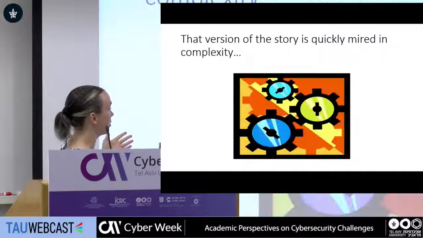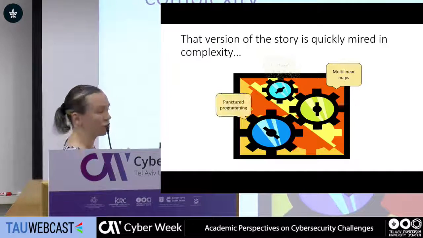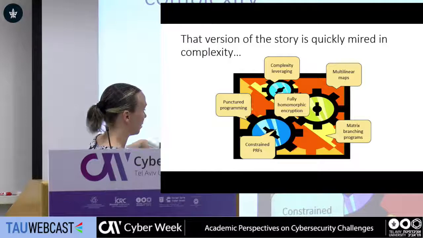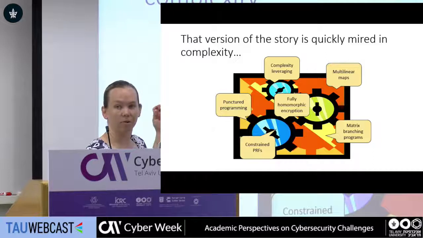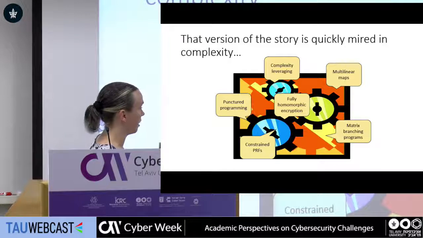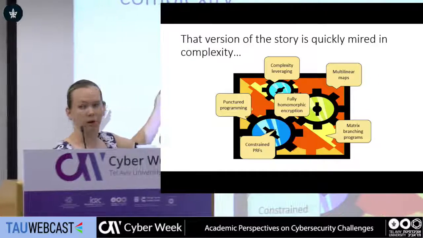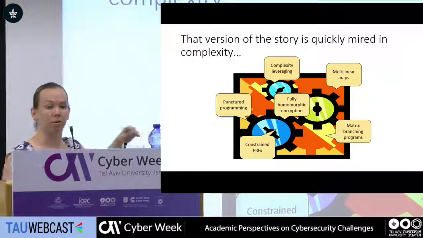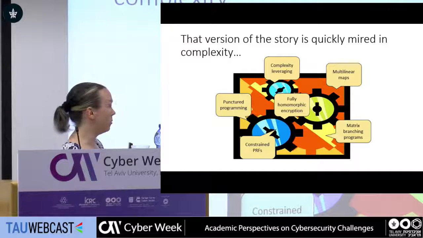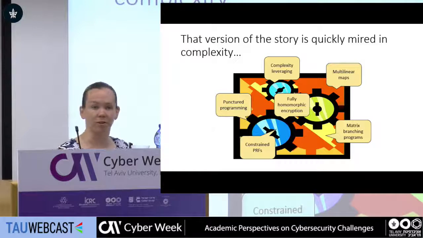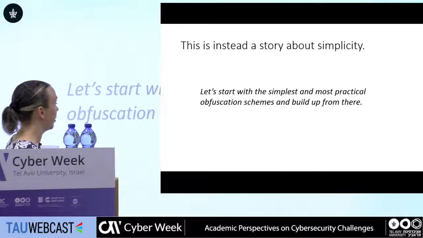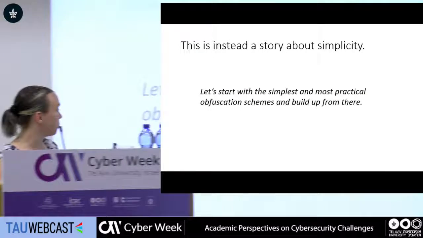But what's difficult about this picture is it's extremely complex. It relies on a lot of building blocks that are themselves very complex, and that we don't really have great instantiations of yet. In particular, this building block called multilinear maps is a bit of speculative new mathematics based on lattices that may or may not hold up to cryptanalysis over the long term. So we're trying to think about what we can carve out of this picture that's more simple.